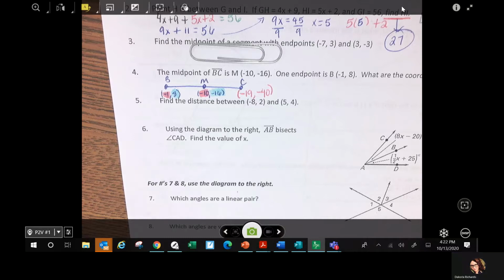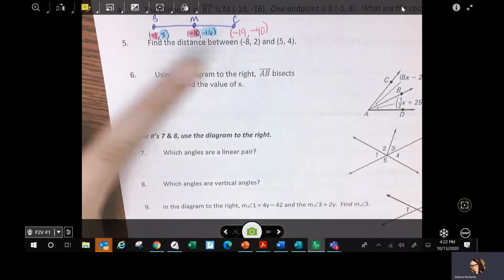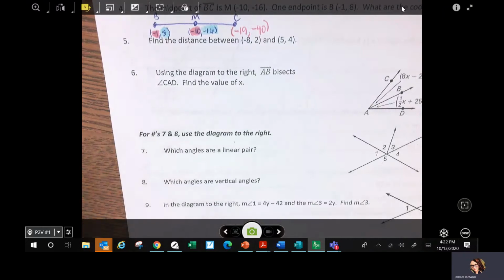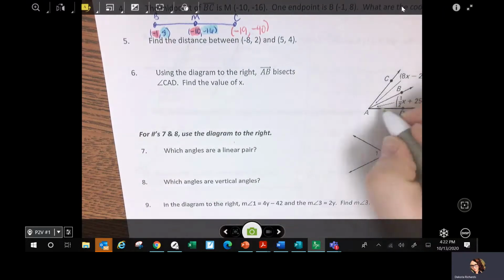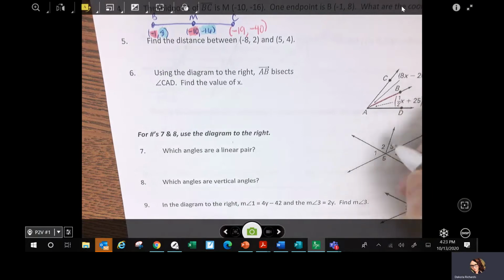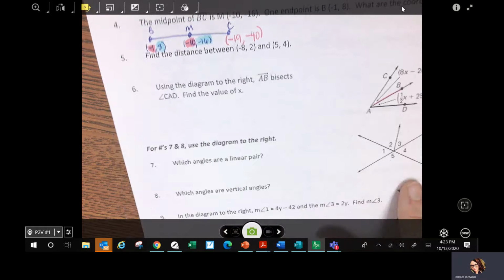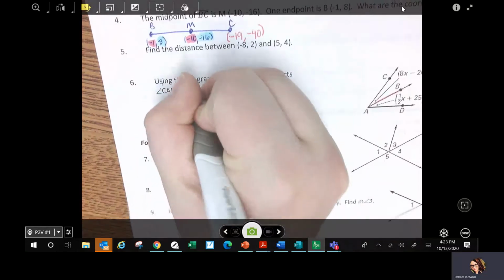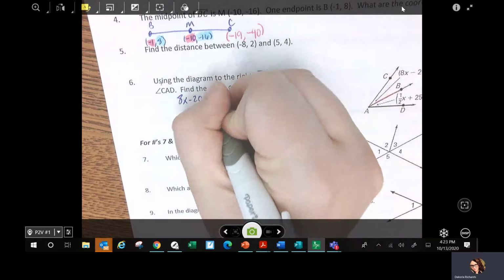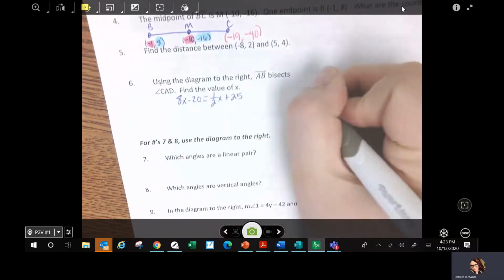Okay. For number 5, you are using the distance formula for those points. For number 6, this is an angle and this is your angle bisector. So you can set these two segments equal to each other. So you end up getting 8x minus 20 equals 1/2 x plus 25. And all you have to do is find x.